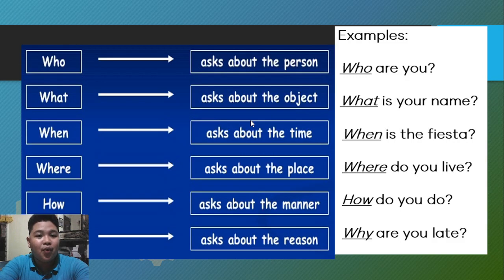Example, for who: Who are you? You are asking the name of that person. What? What is your name? Still the same, you are asking about a certain thing or person. When asks about the time. When is the fiesta? Where asks about the place. Where do you live? How asks about the manner. How do you do? And why asks about the reason. Why are you late?